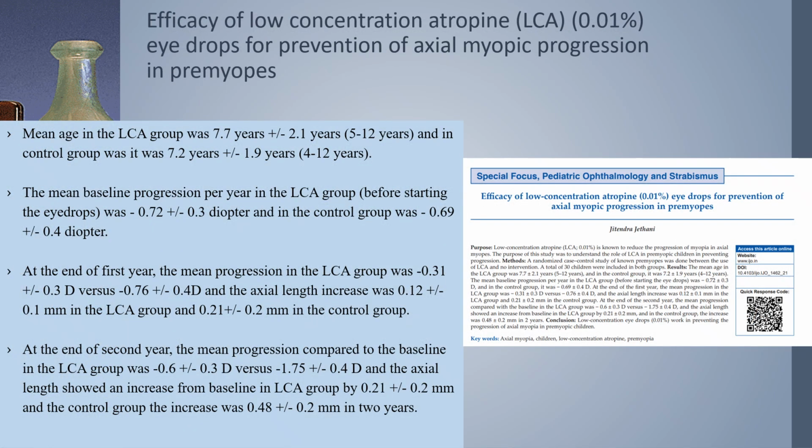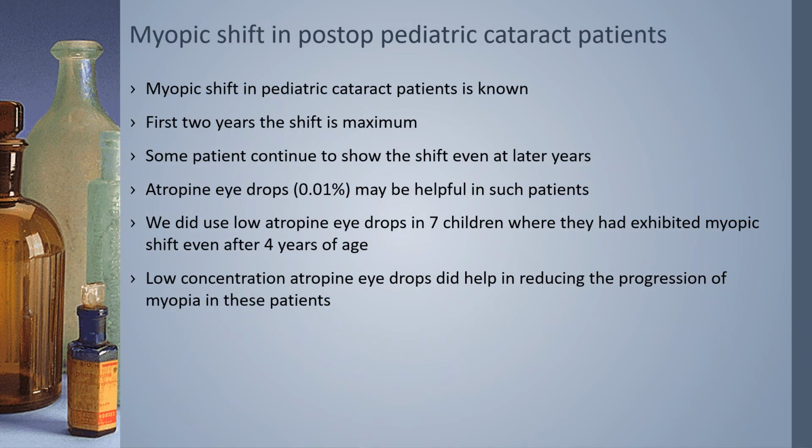I think that we did an extensive thought process, extensive talk, on pre-myopes. This is the same study which we presented at AIUS and also published in IGO, where we showed that atropine 0.01% does work in these pre-myopes. All these pre-myopes had a tendency to increase towards myopia, and only those patients were included in this particular group.